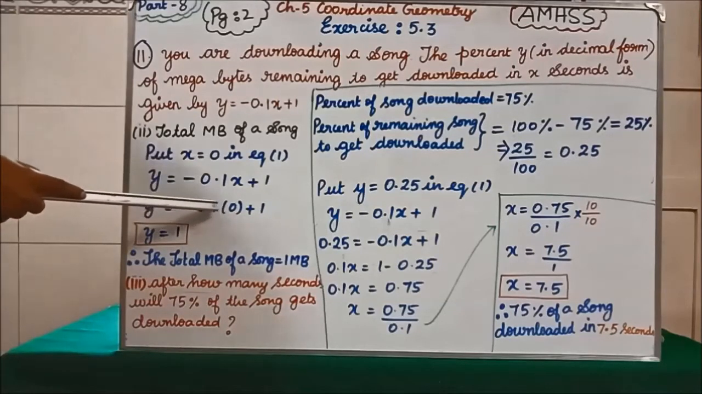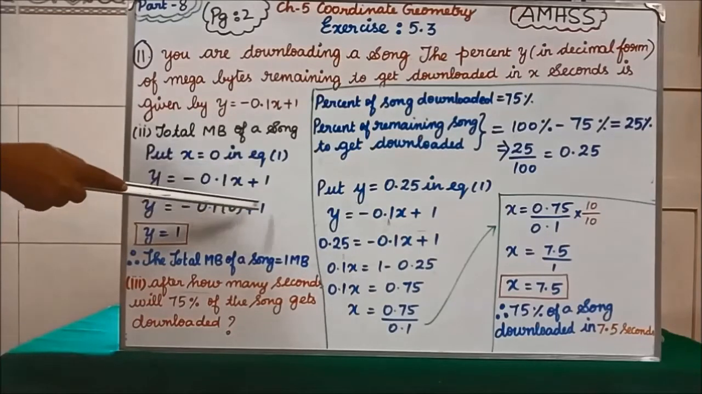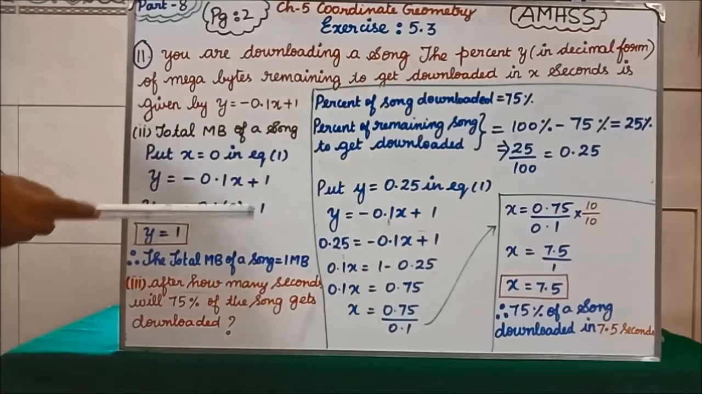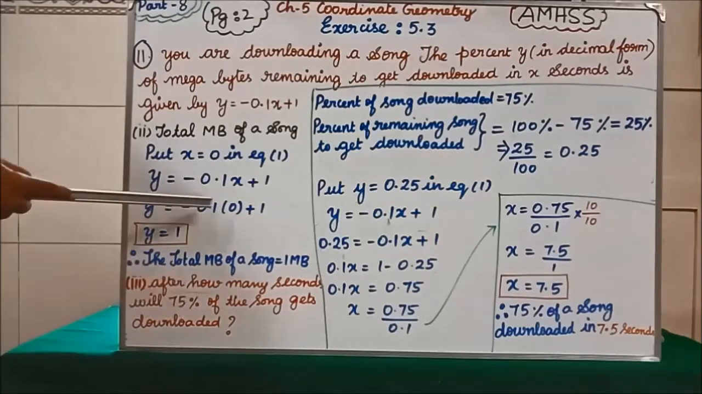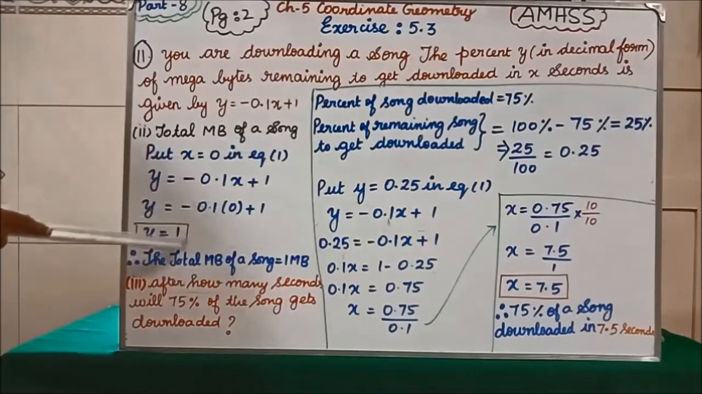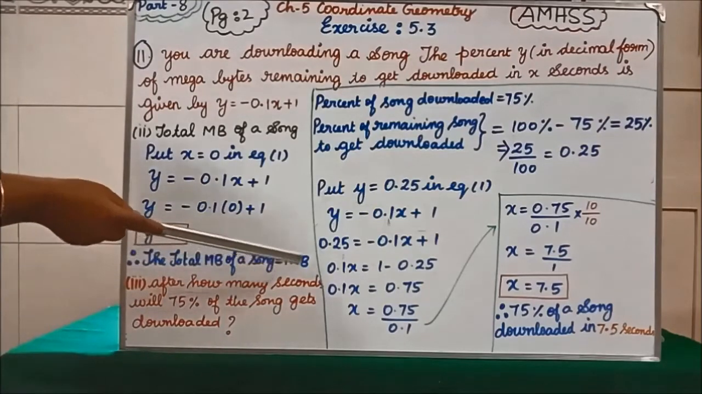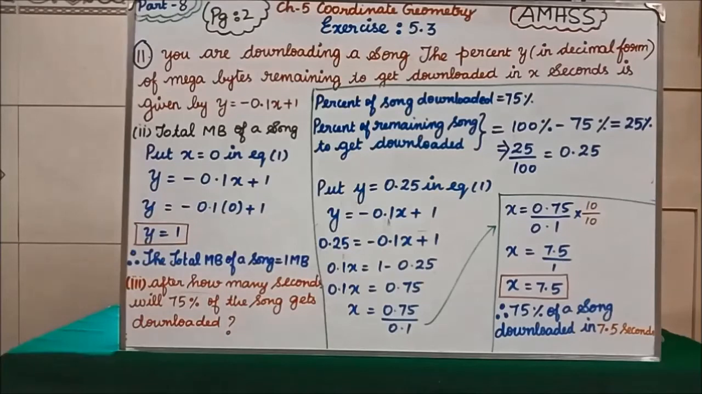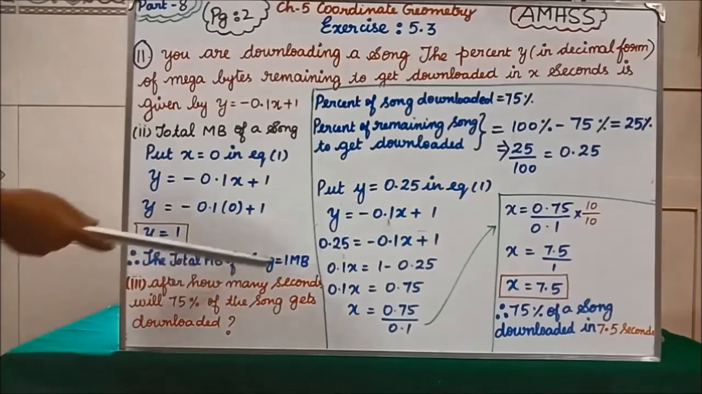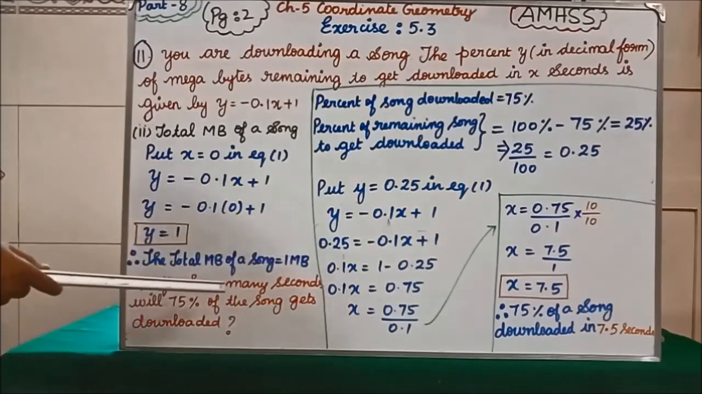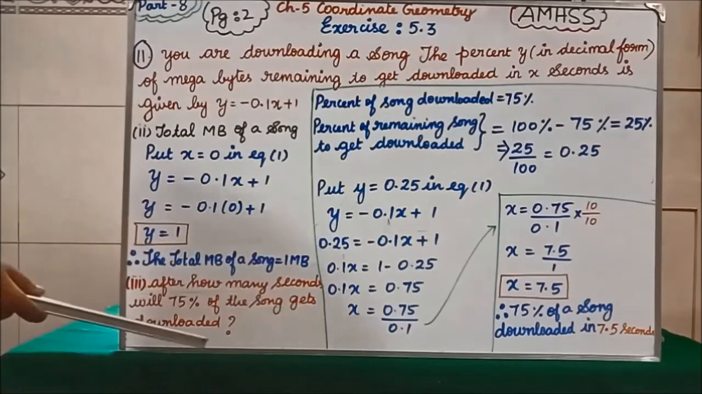Y equal to minus 0.1 in the place of x 0 plus 1. So 0 minus 0.1 into 0 is what? 0. So 0 plus 1 is 1. Y equal to 1. Here the total MB of a song is equal to 1 MB. Clear? Now the third subdivision what they are asking is, after how many seconds will 75% of the song get downloaded? Okay, 75% of the song, after how many minutes it gets downloaded, we have to find.